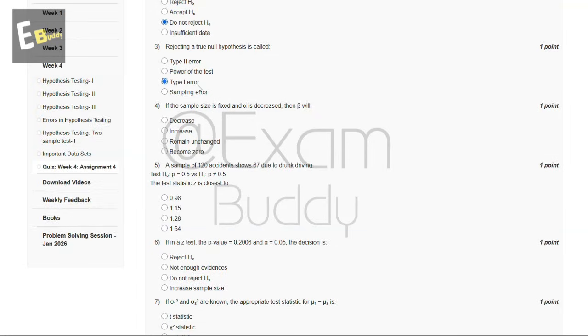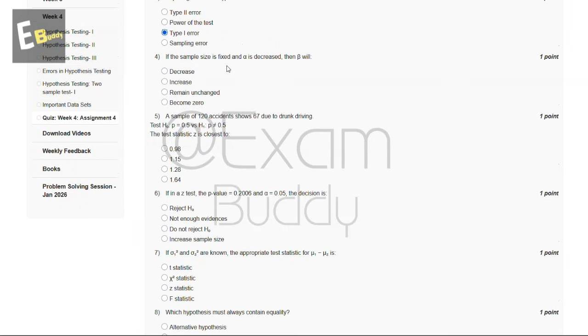And now let's go to our question number 4. If the sample size is fixed and alpha is decreased, then beta will, so these are the options: decrease, increase, remain unchanged, become 0. So the answer of our fourth question is B, increase.